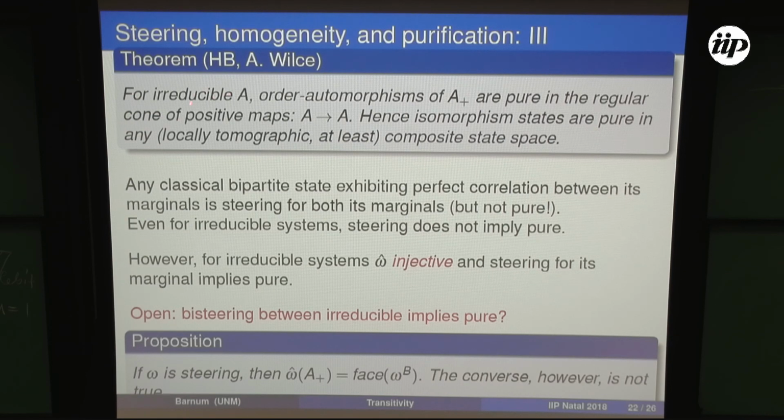All right, and now there's an interesting fact. For irreducible systems, order automorphisms are pure in the regular cone of positive maps, and that means they lie on extremal rays. And so they're pure in fact in any composite state space in which they occur. And we assumed local tomography in this paper. I don't think it was really that important. It may be that most of these results don't use it, but the ones involving purification, it's probably crucial. So this is sort of not surprising, and you might think it's folkloric, but I didn't find it anywhere else.